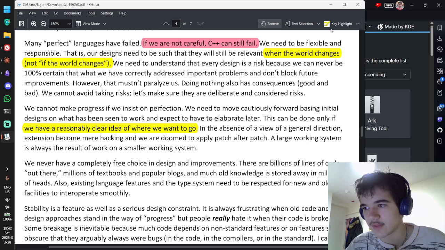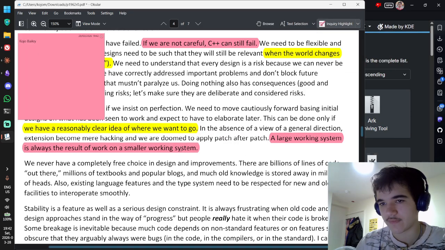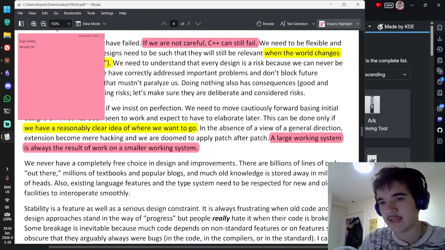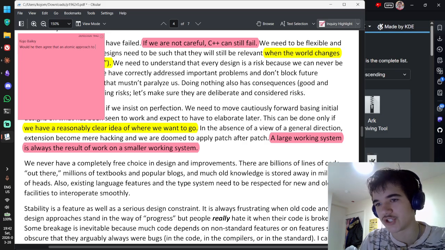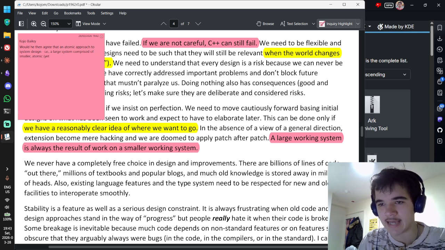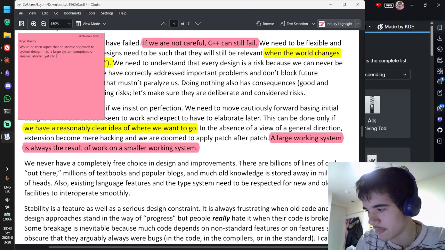So does he agree that there is a level of atomicity? Would he then agree that an atomic approach to system design, i.e., a large system comprised of smaller atomic yet still connectable parts, is the way to go?